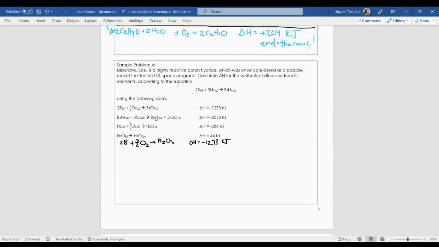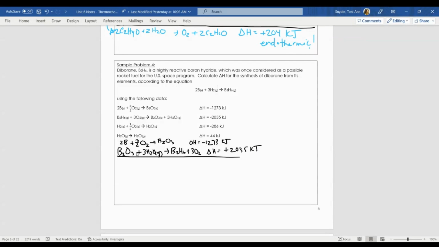I notice my second reaction has B2O3 in it. The only thing is that it is a product, so I have to make it a reactant by switching this equation. So let's switch it up: B2O3 plus 3H2O. Now we do have to be careful here because there are some differences in states of matter. This is a gas. And this is going to give me B2H6 plus 3O2. My delta H for this, if I flip the equation, has to be positive, so I'm going to change that sign.